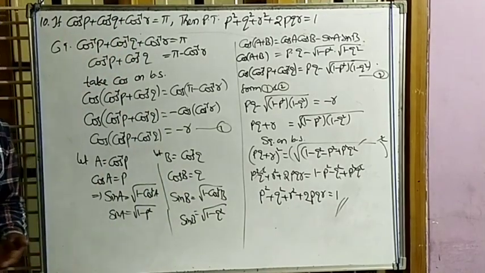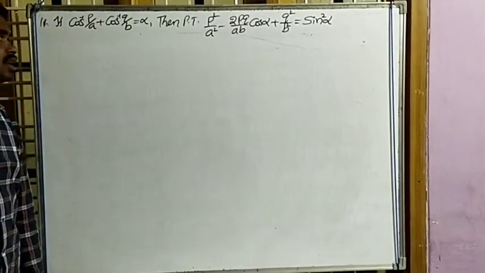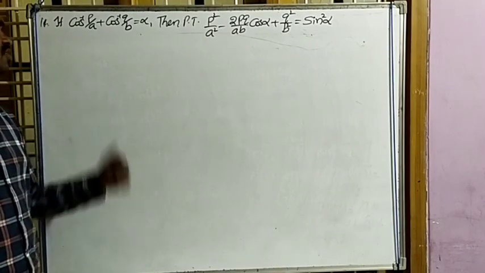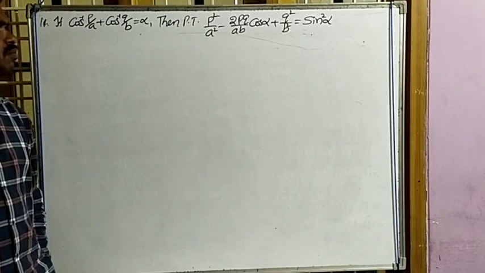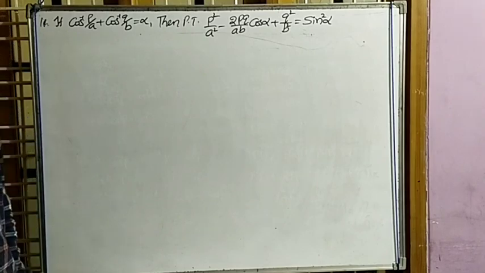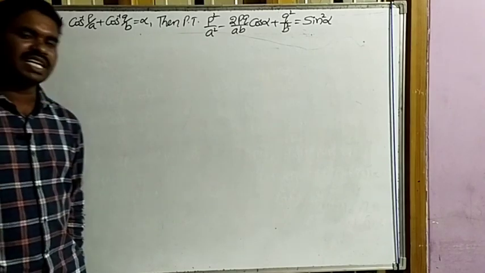Okay. See. Yes. Next, the 11th question. If cos inverse (p by a) plus cos inverse (q by b) equal to alpha, then prove that p square by a square minus 2pq by ab cos alpha plus q square by b square equal to sin square alpha.